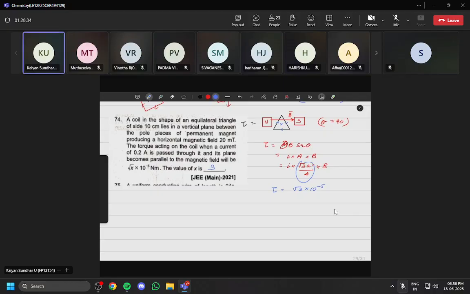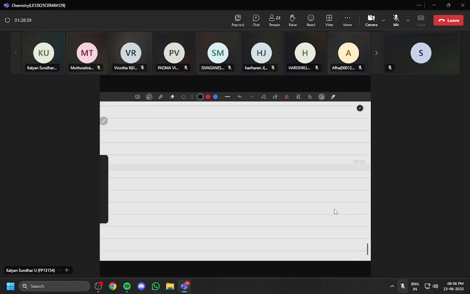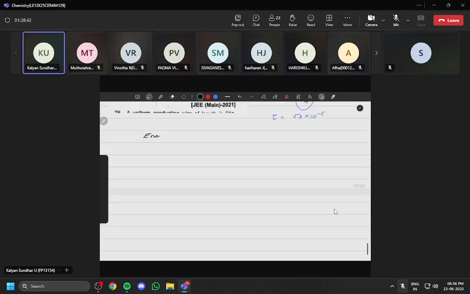Any doubts on this? Did you understand? Dipole moment. Now the small topic, energy due to a magnetic dipole. What is the formula for torque due to an electric field, in terms of your dipole moment and electric field? P cross E, or we can write it as PE sin theta.